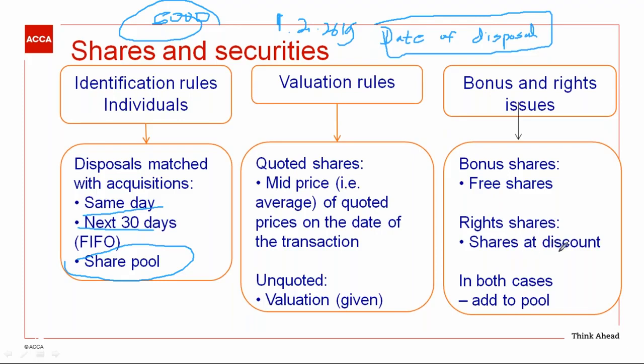at a discounted price. But the similarity is both bonus shares and right shares are given to the existing shareholders of the company. So if a bonus share is given to the existing shareholders, they receive shares free of charge without making any payment. And if it is a rights issue, they can purchase shares normally below the market value at a discounted price. In that situation, bonus or right shares all must be included in the share pool.